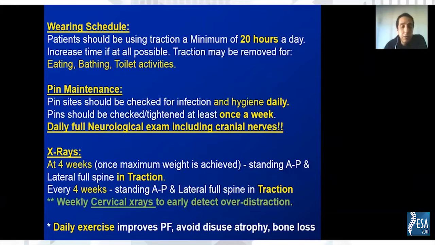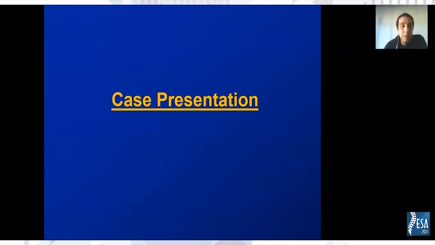For X-rays, you have to allow enough time for the traction to work, so every 4 weeks or so, you can get a full spine X-ray. With the cervical X-rays, it's preferable to get them weekly to avoid any more distraction. Daily exercise can really improve their pulmonary function and help avoid disuse atrophy.